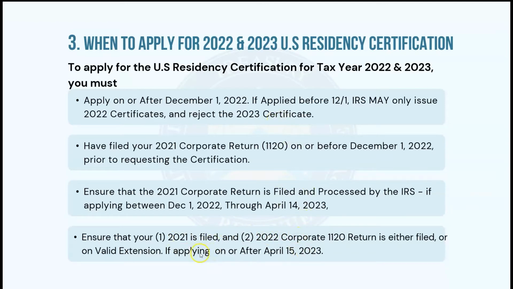So if you're applying on or after April 15, make sure, one, your 2021 return is filed to be able to receive the 2022 certificate. And then the 2022 return also needs to be filed or be on extension to be able to receive the 2023 certificate. So I hope the logic is simple enough.